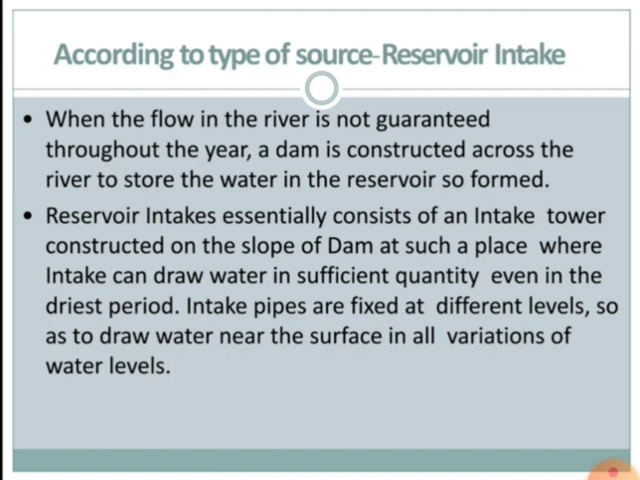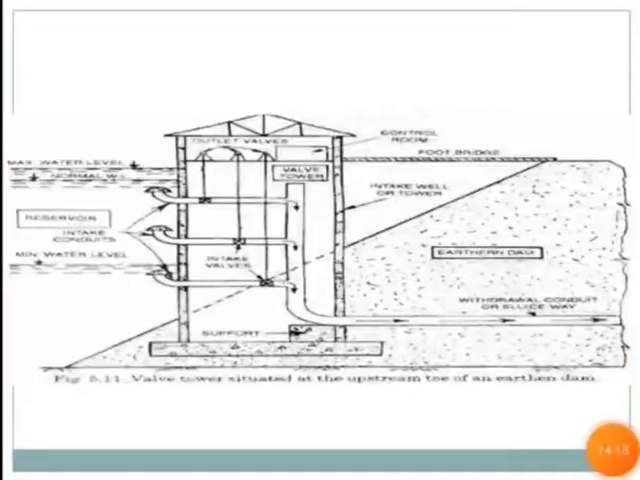A reservoir intake essentially consists of an intake tower, which is constructed on the slope of the dam at a place where the intake can draw water in sufficient quantity even in the driest period. When it comes to a reservoir, water is available throughout the year. The intake pipes are fixed at different levels so as to draw water near the surface in all variations of the water level. So this is a reservoir intake. This is a figure which shows a reservoir intake.